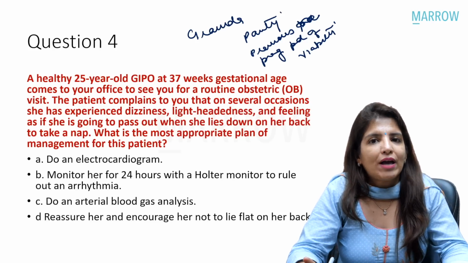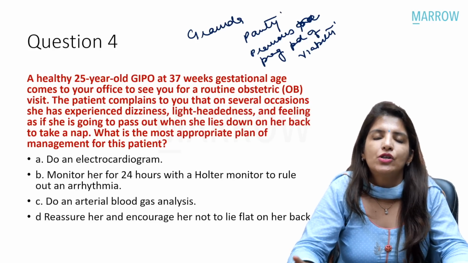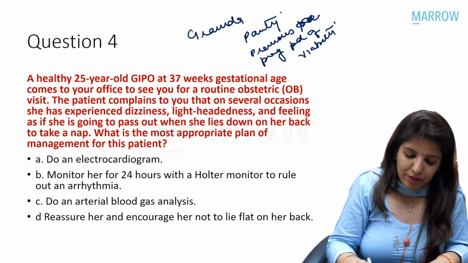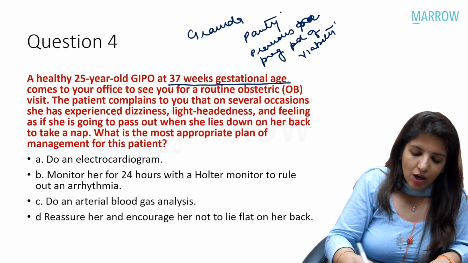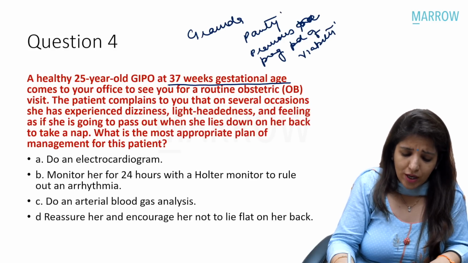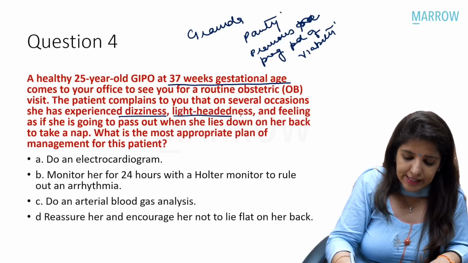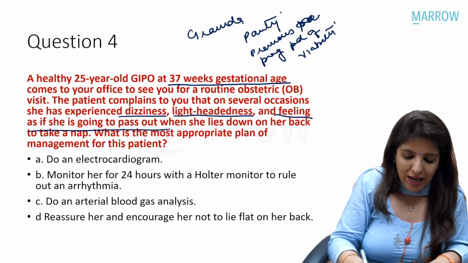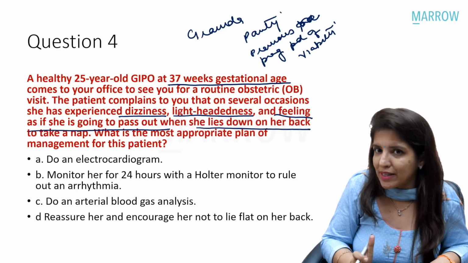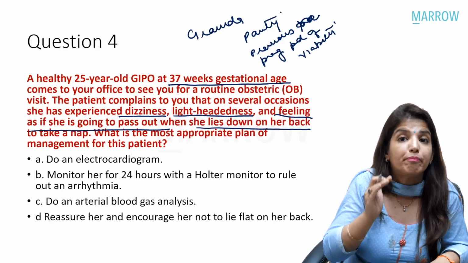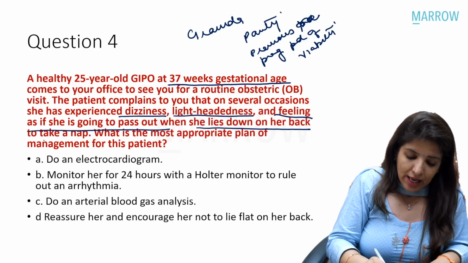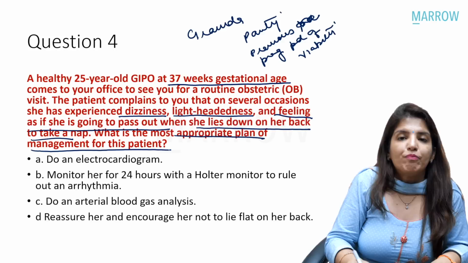Then what about the period of viability? The period of viability in India is 28 weeks. Right? Okay. So we have a healthy 25-year-old G1P0 at 37 weeks of gestation who comes to see you for a routine obstetrical visit. The patient complains to you that on several occasions she has experienced dizziness, lightheadedness, feeling as if she's going to pass out when she lies down on her back. What is the most appropriate plan of management for this patient?